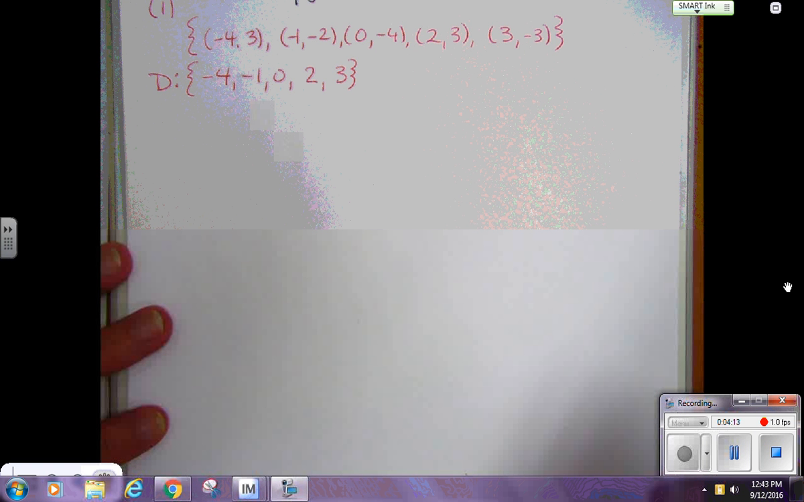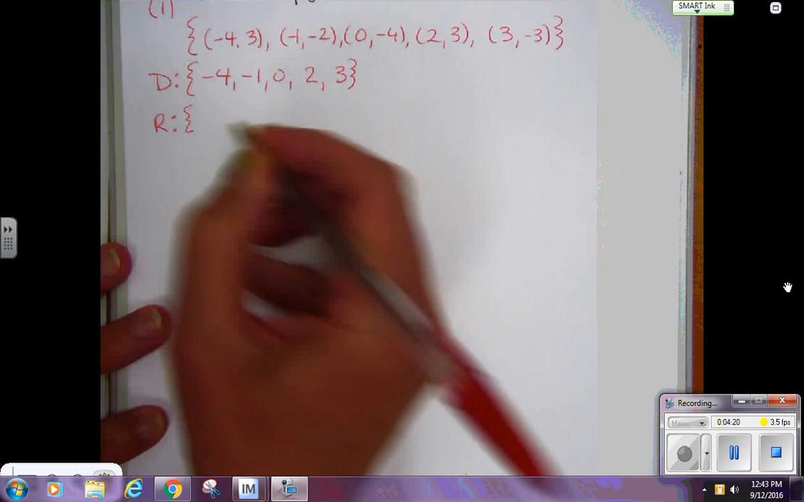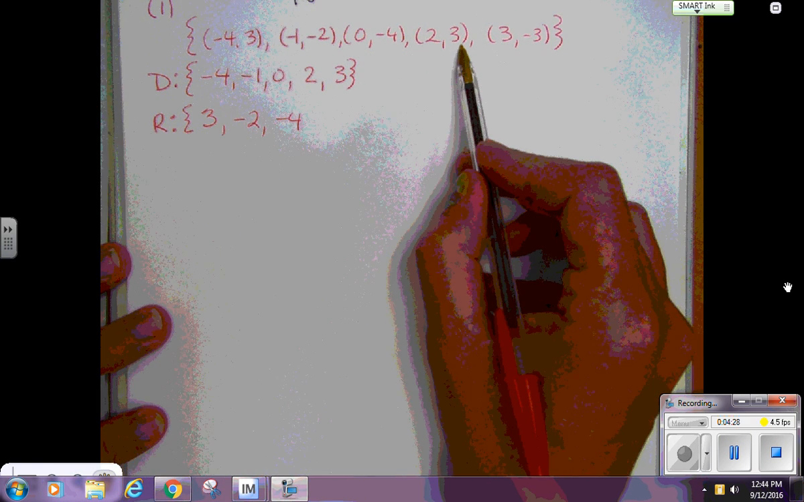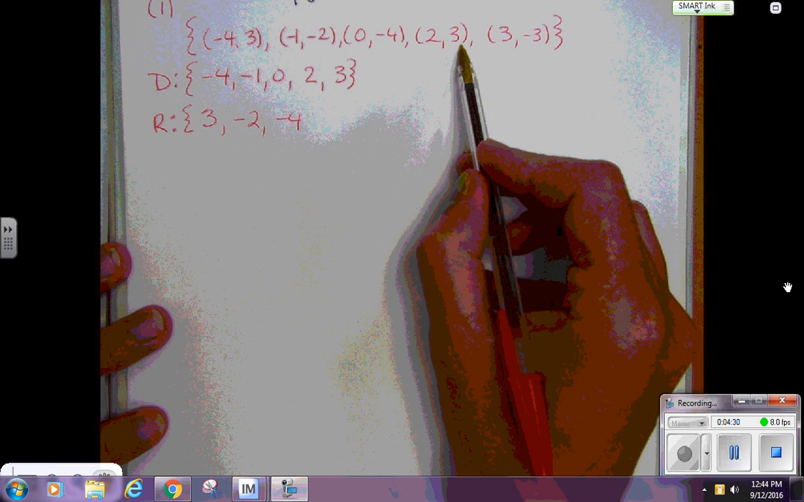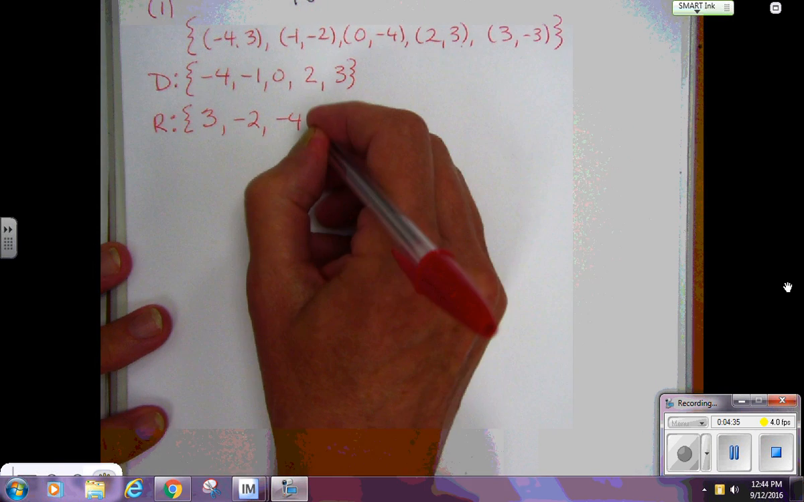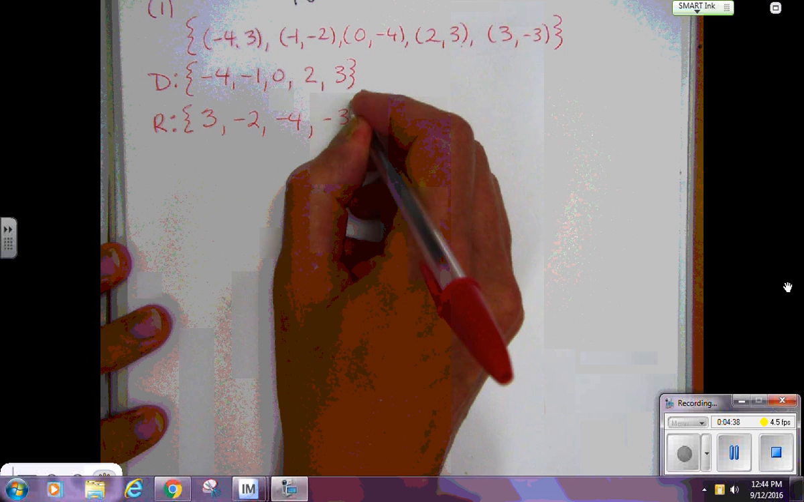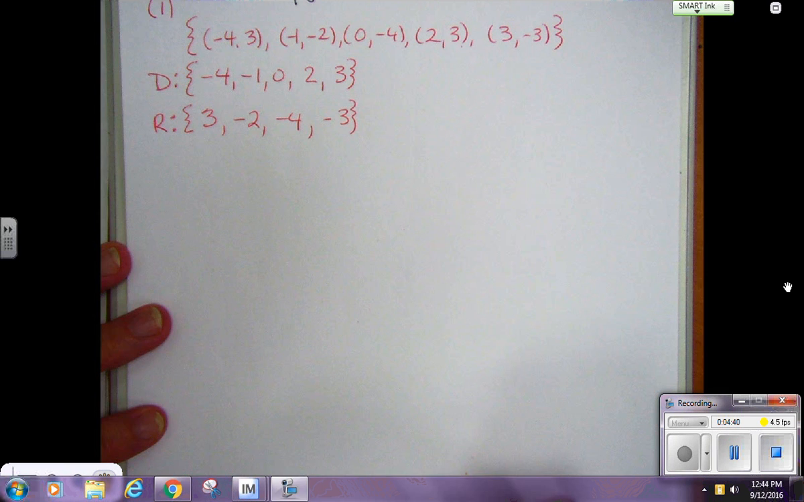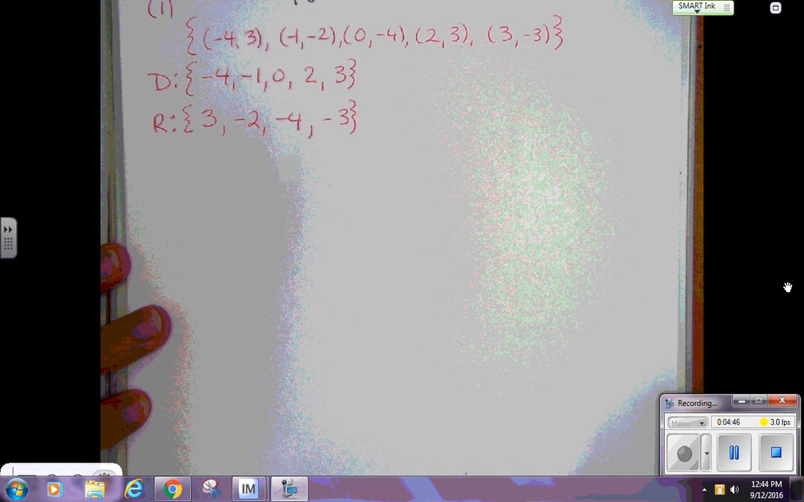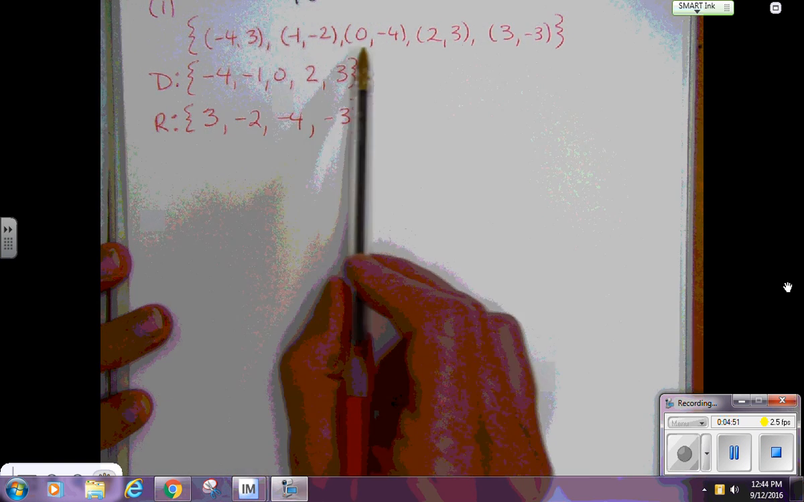All right, so then your range numbers are just your y values. So I'm going to just list those out. I have 3, -2, -4, and then this fourth y is a +3 again. You don't have to list it twice. It's already being listed, so we don't have to write it again. I'm just going to end with -3, and that's my range. And then it's saying, tell if the relation is a function. None of my x values are being used more than once, so this is a function.